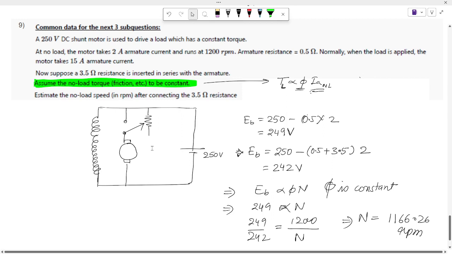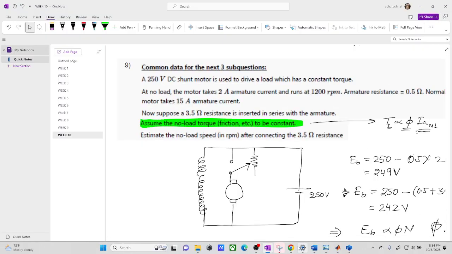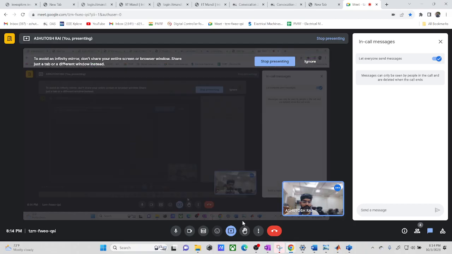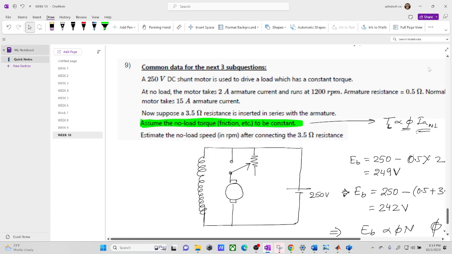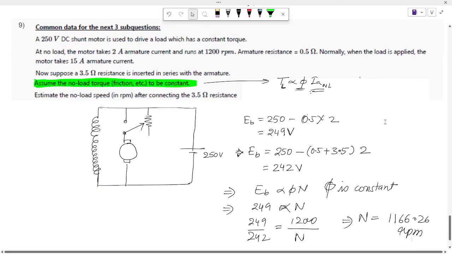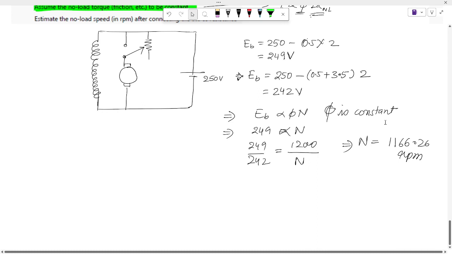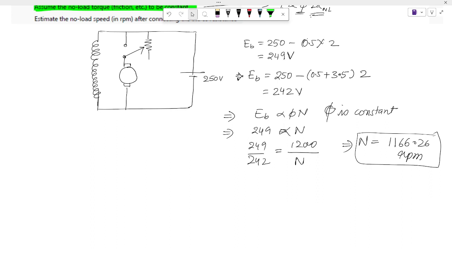Are you getting this much? Getting or not? Guys? Yes, sir. Okay, now this is the answer. Next part, they are saying estimate the on load speed in RPM after connecting 3.5 ohm resistance.